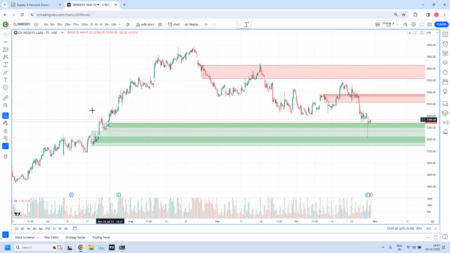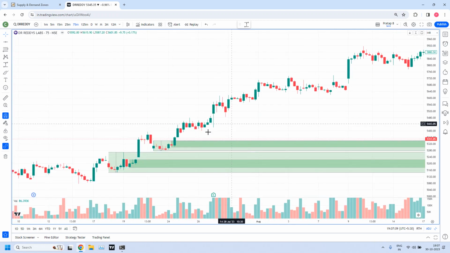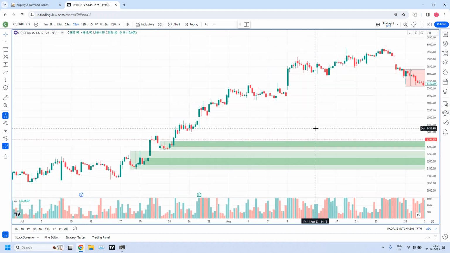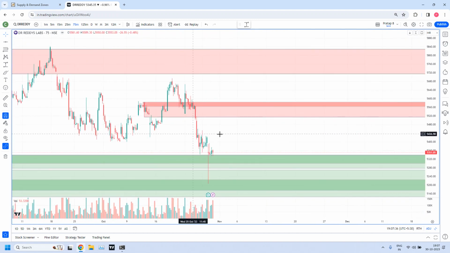And look into the second demand zone. The actual move started from here. This is the real zone. The reason is there is a gap with a gap. We have a drop, we have a base, and then we have a rally with gap up. That's why we should give a lot of importance to this 75 minute zone. If price enters into this second 75 minutes demand zone, definitely it gives good success. That is what happened today.